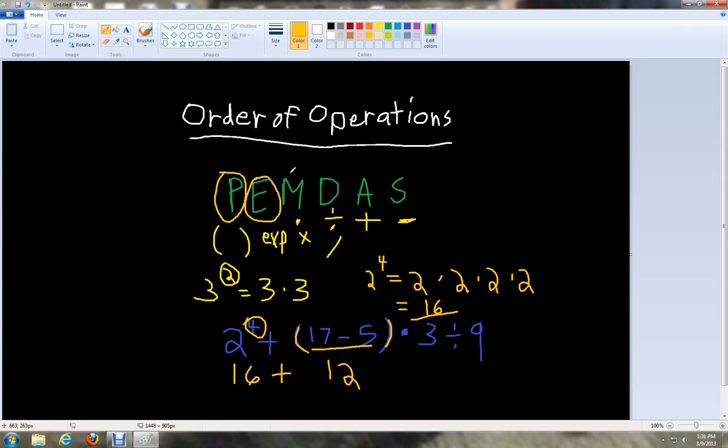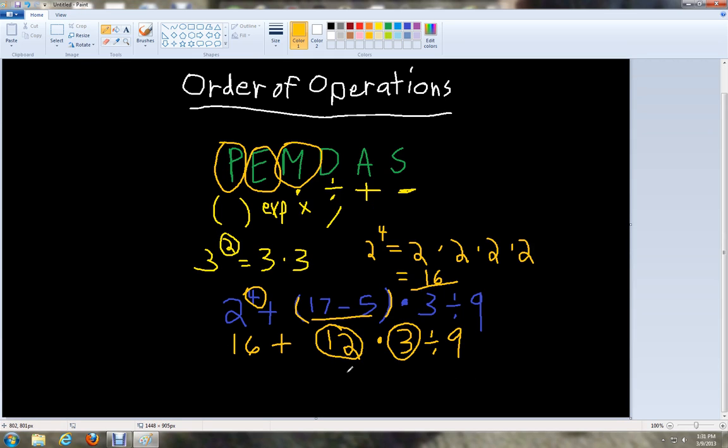So then we look at multiplication. Do we have any multiplication? Yes, we do. We have times 3 and 9. So we do see multiplication because from the parentheses with 17 minus 5 we got 12. So now we take 12, multiply that by 3. That'll give us 36.